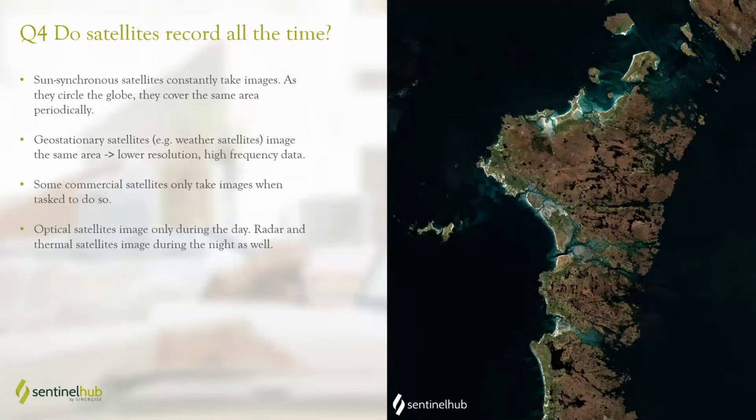So the weather satellite can take an image, for example, every 13 minutes. Then we have commercial satellites, and some commercial satellites, such as Pleiades, only take images when tasked to do so, so not all the time. Also interesting to note, optical satellites, which need visible light to produce images, image only during the day. However, radar and thermal satellites can also image during the night.